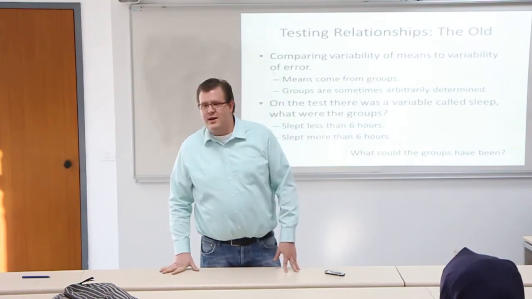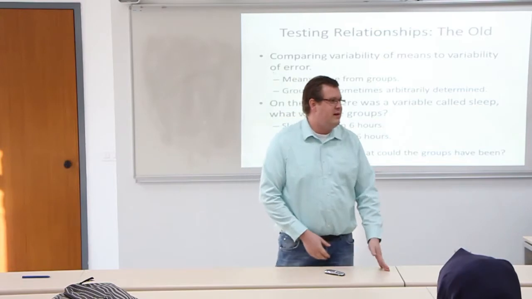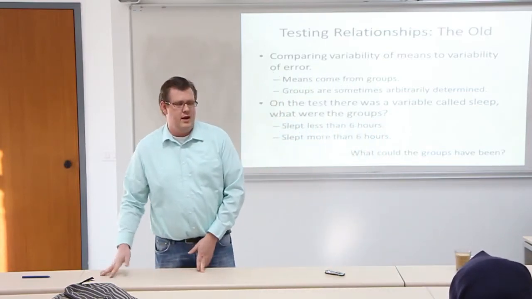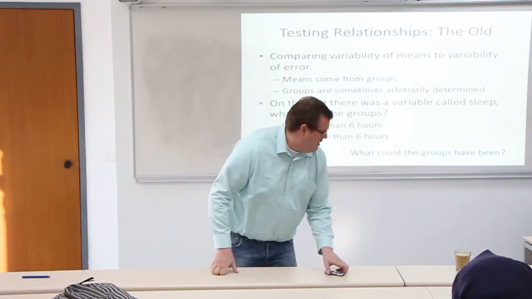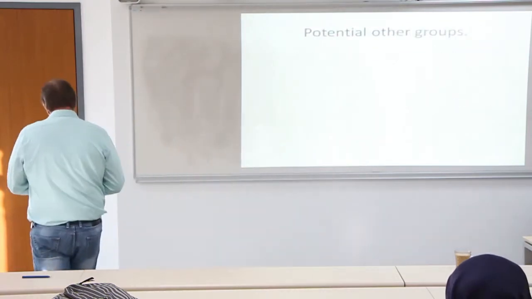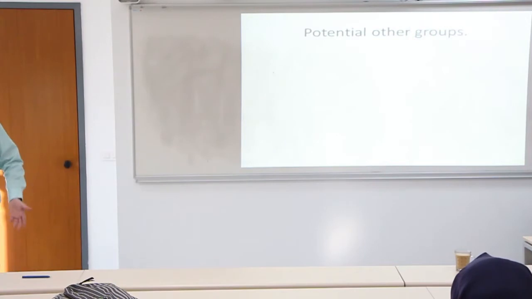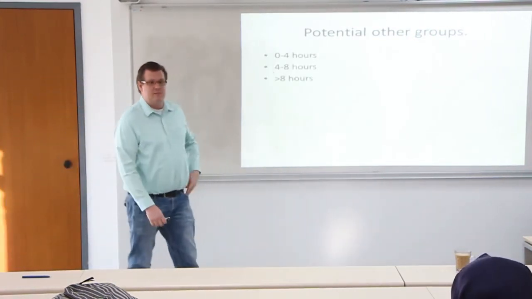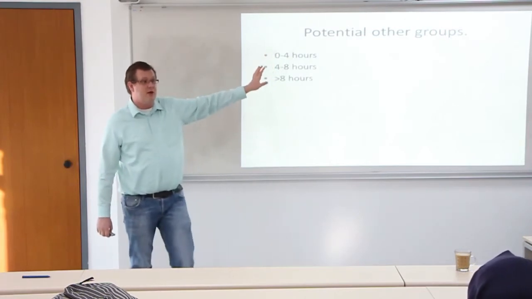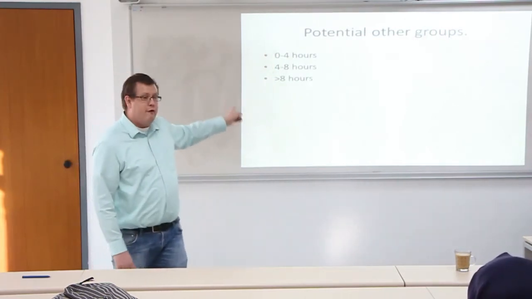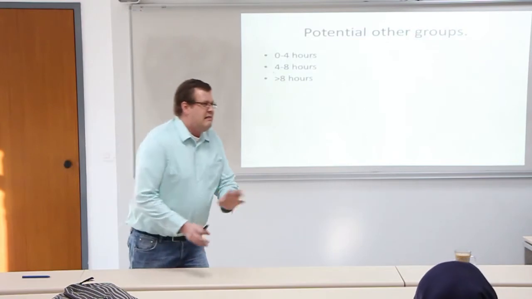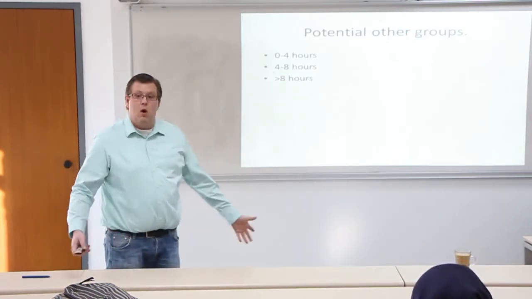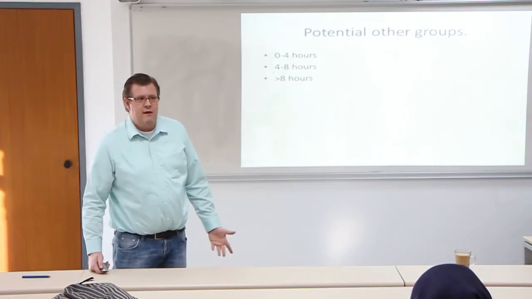We could. I'd want to say like, okay, maybe less than 6, 6 to 8, 8 to 9, more than 9. Whatever. So we could have had a lot of different potential groups. We could have said 0 to 4 hours, people that got a lot less sleep than normal. People that got 4 to 8 hours, a little less than normal to about normal. And more than 8 hours, more than normal.